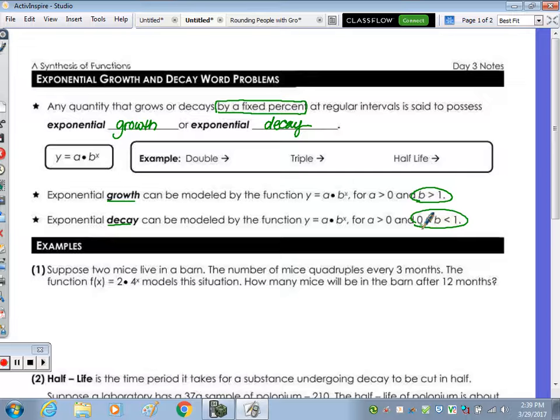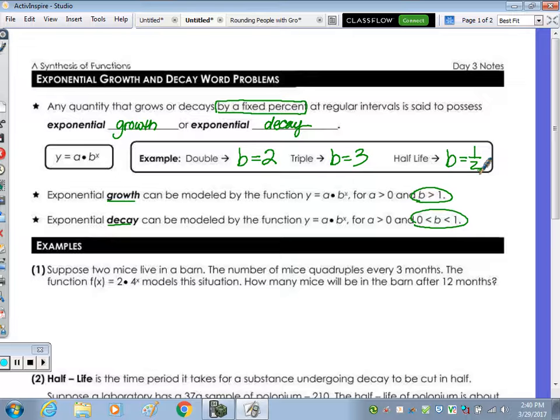Okay? It is going to increase, right, because the B value is a positive number. It's greater than 1. But what's going to be happening with your Y values, Sarah? They're going to be doubling. Okay? So when you see doubling with your Y values, that means your B is 2. If you see the Y values tripling, that means your B value is 3. Half-life, your B value is 1/2 or 0.5.